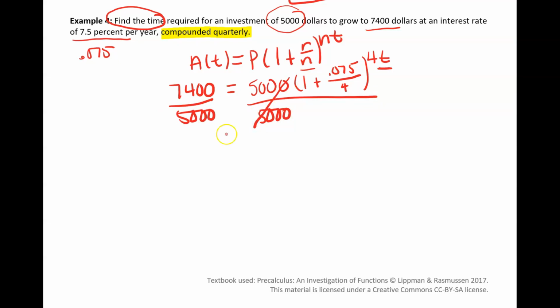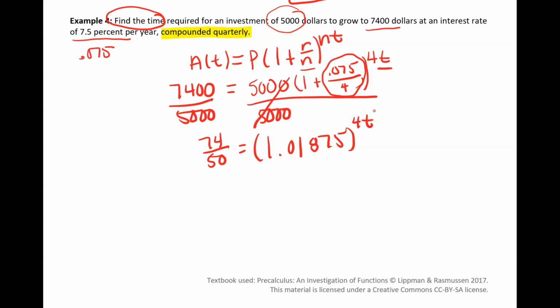So that gives me 7,400 over 5,000, which would be 74 over 50, equal to 1 plus... let's go ahead and find that number. In your calculator, we're going to do 0.075 divided by 4, add it to 1, and you get 1.01875 to the 4t. Now, whenever you have a variable up in the exponent, you want to use your exponential and logarithmic properties to get you there.